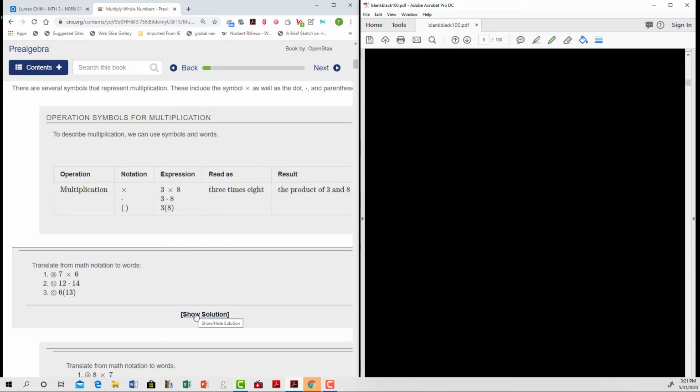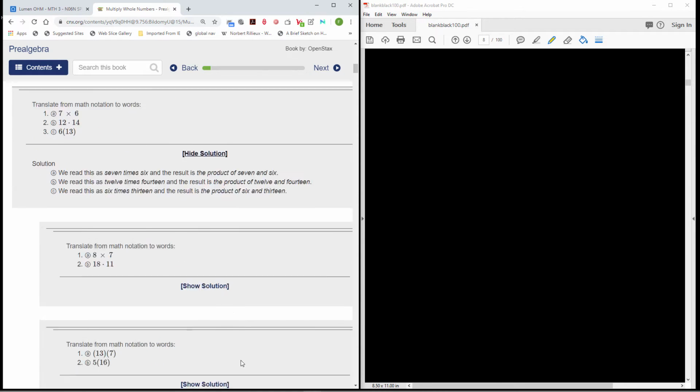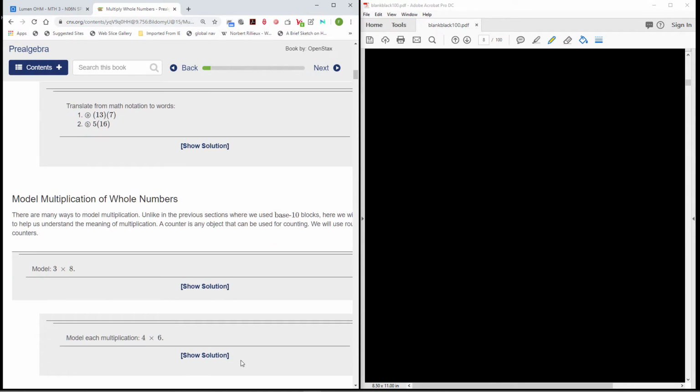So here they want us to multiply. Translate to words: 7 times 6, 12 times 14, 6 times 13. Or you can read it as the result, the product of 7 and 6, the product of 12 and 14, the product of 6 and 13. Now they're multiplying whole numbers here.